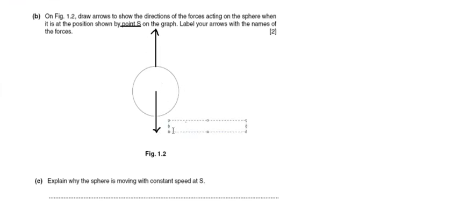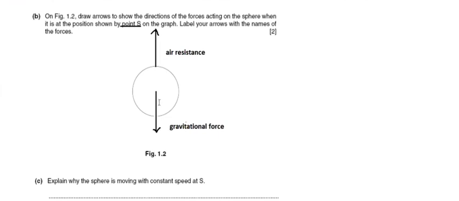So here you have to label, here it is nothing but the gravitational force, and this one is nothing but the air resistance. This is the air resistance. Always remember this length of the arrow should be equal because they should be equal and opposite, so that they will cancel each other and we will get the constant velocity at point S.